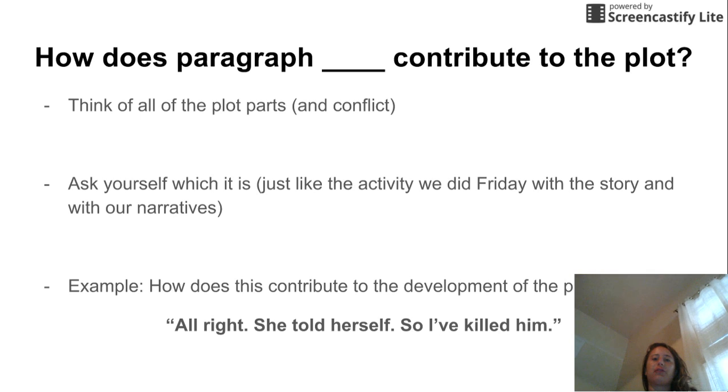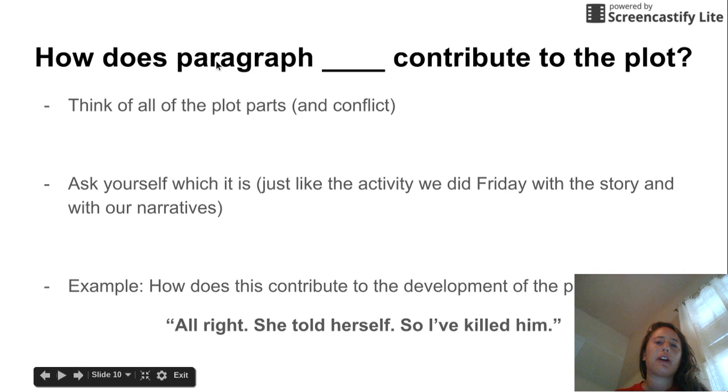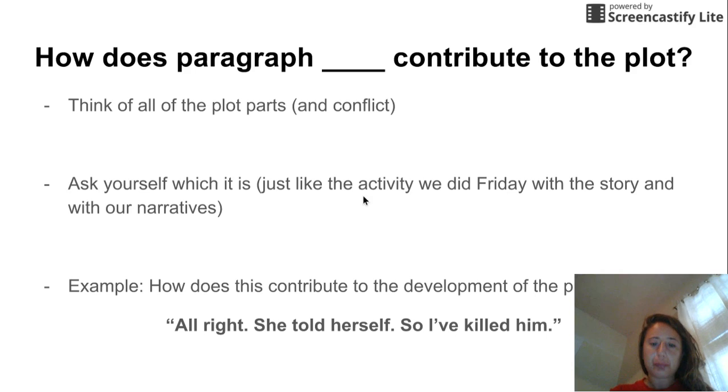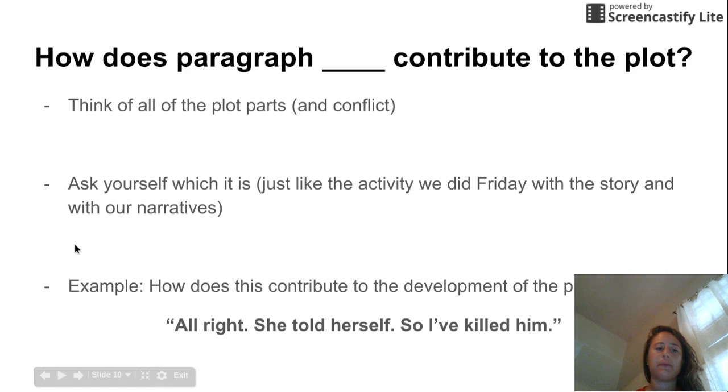So this is something a little bit tricky you're going to see, and I just want to break it down for you right now. If you're asked, how does paragraph blank contribute to the plot? Just think of all the plot parts in conflict, and then ask yourself which one it is. So just like the activity we did Friday with the story and with our narratives, like when you shared a part of your narrative, I know at least a couple classes did this, and people had to guess what part it was. So for example, how does this contribute to the development of the plot in Lamb to the Slaughter? All right, she told herself, so I've killed him.